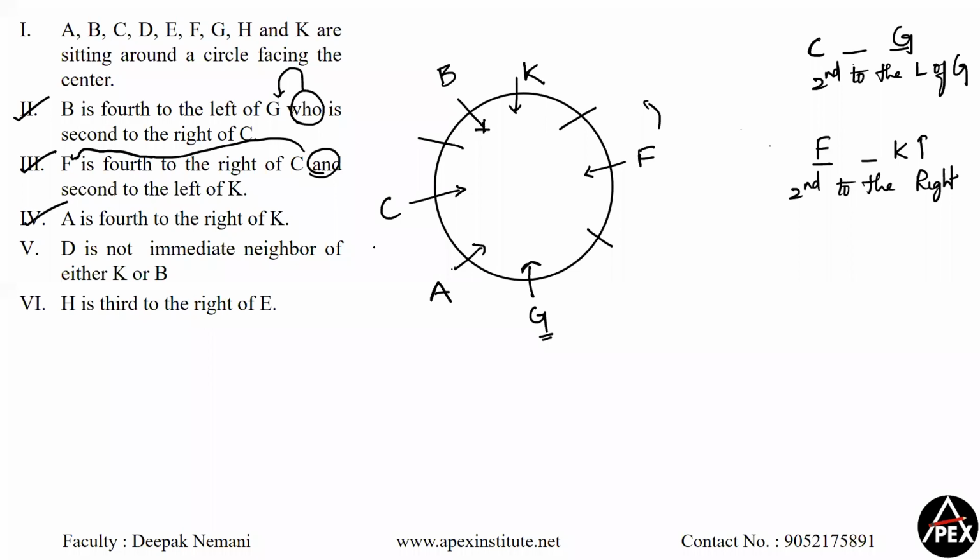Now D is not an immediate neighbor of either K or B. Okay. So D cannot be here and D cannot be here. So the only place left for D is this.